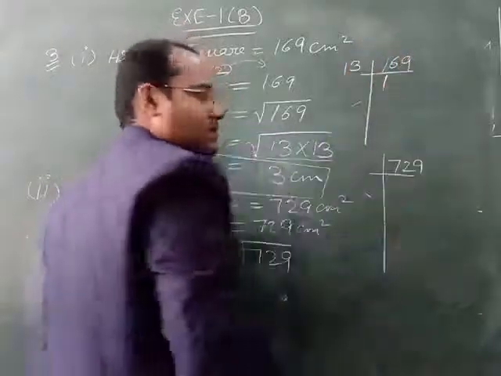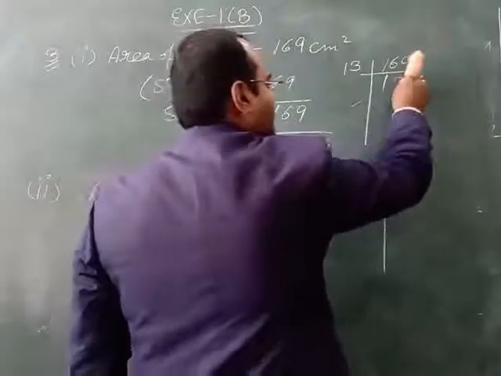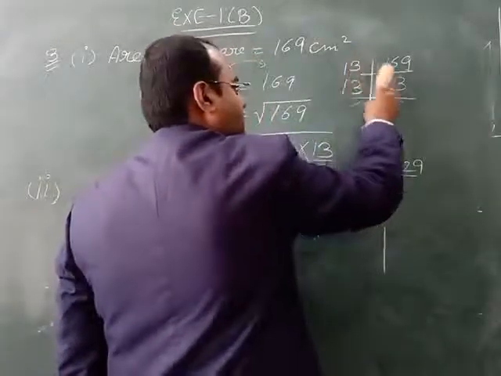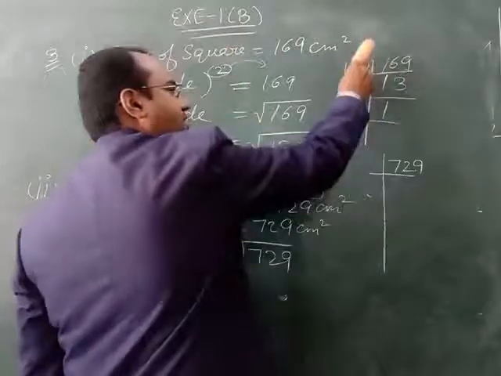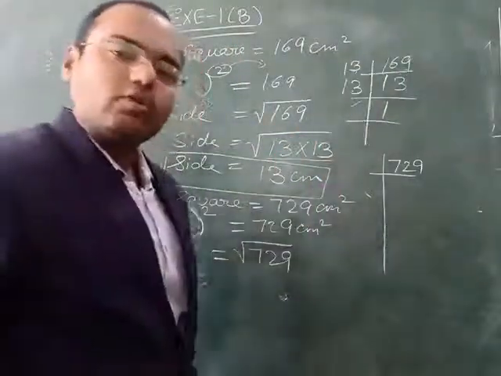13 ones are 13, remainder is 3. 3 and 9 will be 39. 13 threes are 39. 13 ones are 13. So here we are getting 13 twice. That's why we have taken 13 twice here. Now we are finding the square root of 729.